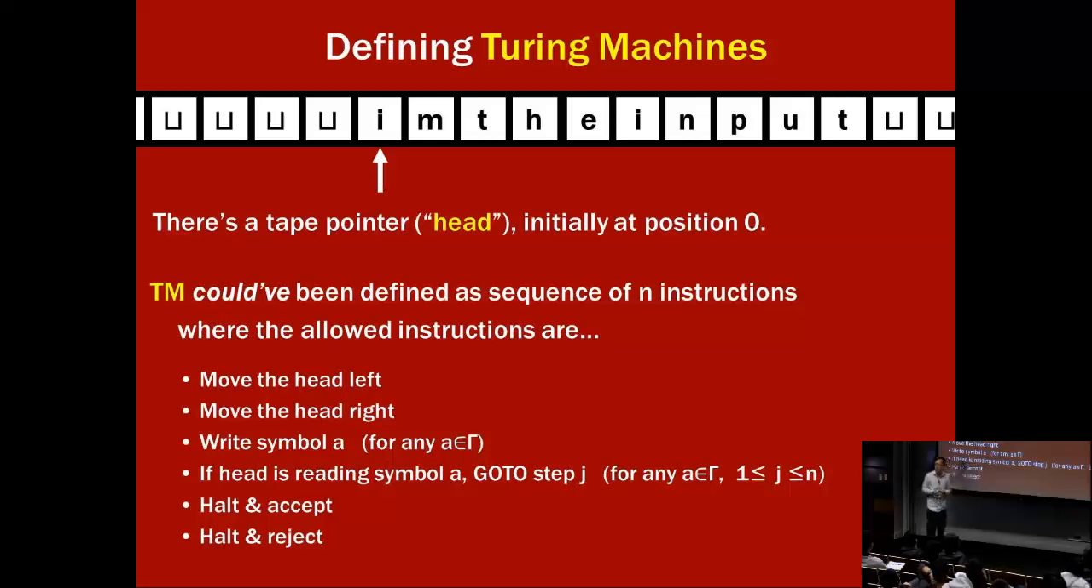Yeah? For the goto instruction, why can't J be 0? Why is there the restriction that it has to be at least 1? Oh, I guess I didn't make it clear. I imagine in my head enumerating the n instructions 1, 2, 3, 4 up to n. But maybe I shouldn't have. Maybe it's traditional here in 251 to number them 0, 1, 2 up to n minus 1. But yeah, you can go to any of those steps.